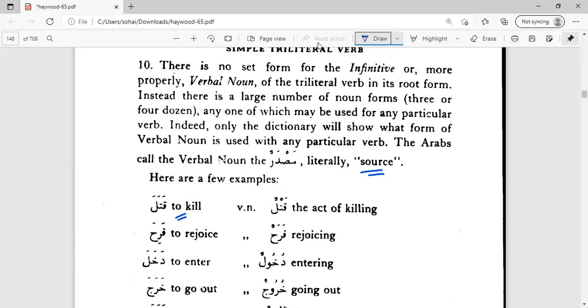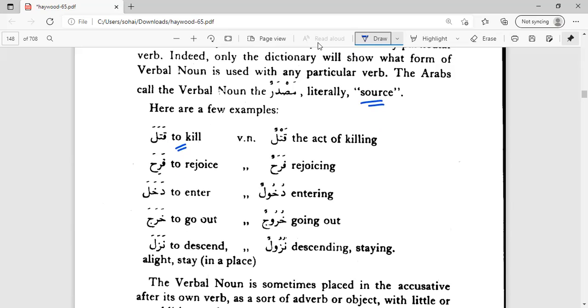The source word is qatlun, or the verbal noun rather. Qatlun means the act of killing. Fariha, farahun, rejoicing. Dakhala, to enter, dukhulun, entering. Kharaja, khurujun. Kharaja means to go out. Khurujun means going out. Nazala means to descend, alight, stay in place. Nuzulun means descending or staying.